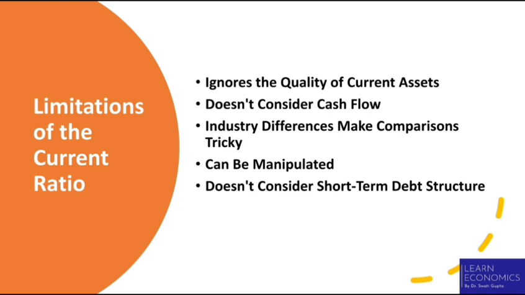Now, limitations of the current ratio. First, ignores the quality of current assets. The current ratio only considers the total value of current assets but does not assess their liquidity or quality. Some current assets, like inventory, may not be easily converted into cash in the short term. A company may have a high current ratio due to large inventory, but if the inventory is slow moving, it may not help in meeting short-term obligations.